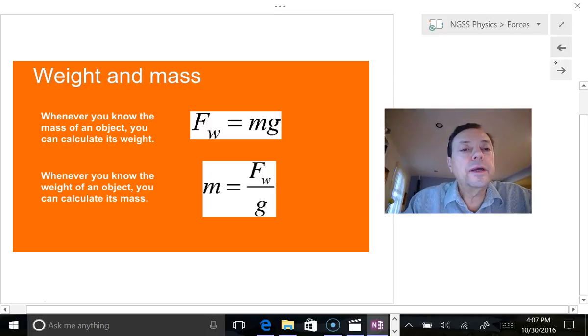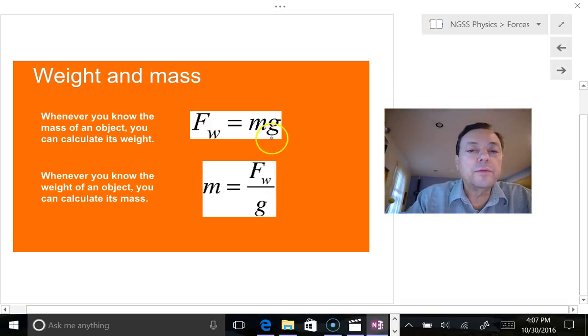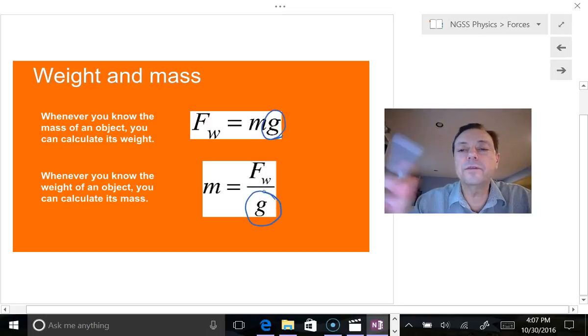Whenever you know the mass of an object, you can calculate its weight. Whenever you know the weight of an object, you can calculate its mass. What's common to both, of course, is the acceleration due to gravity. You have to know that.